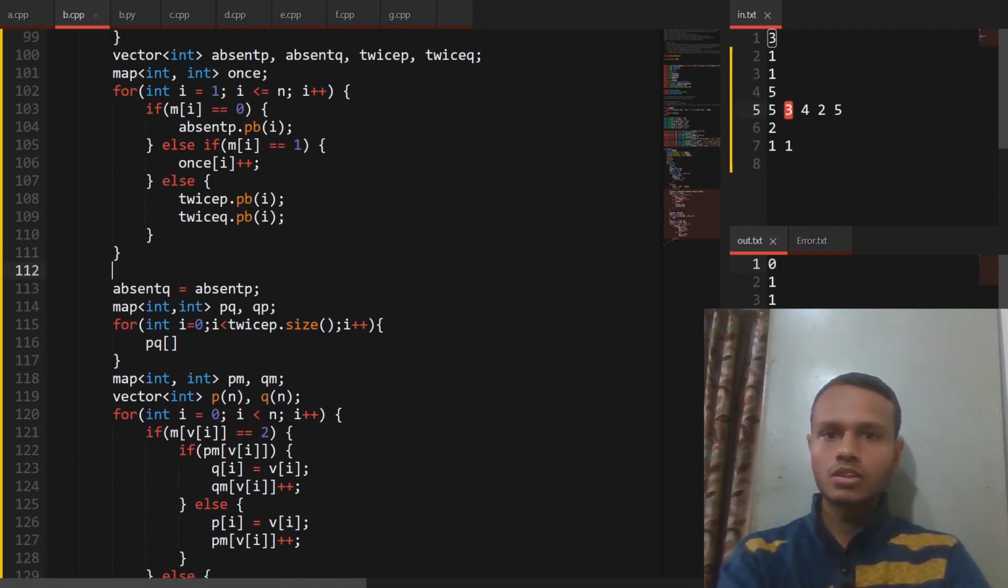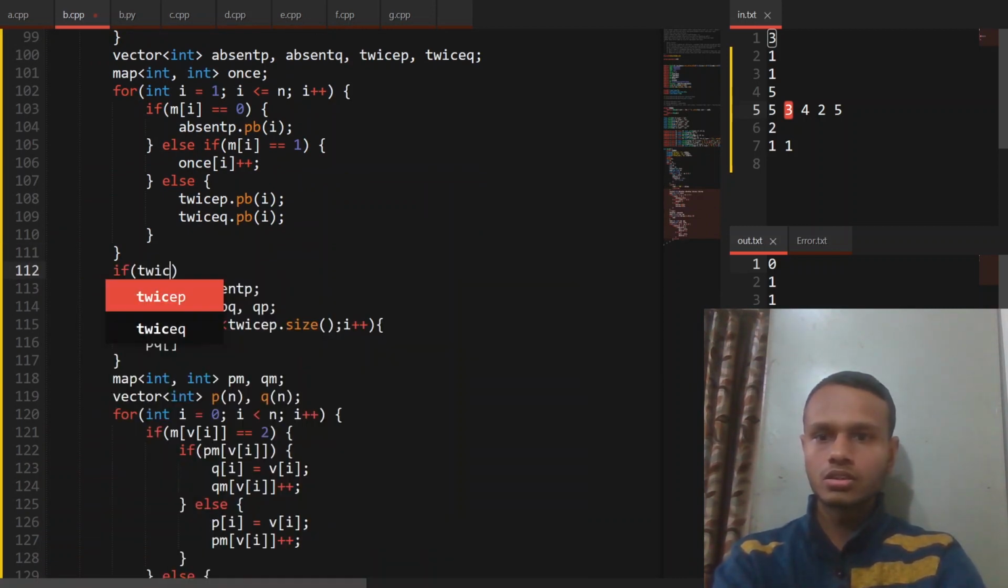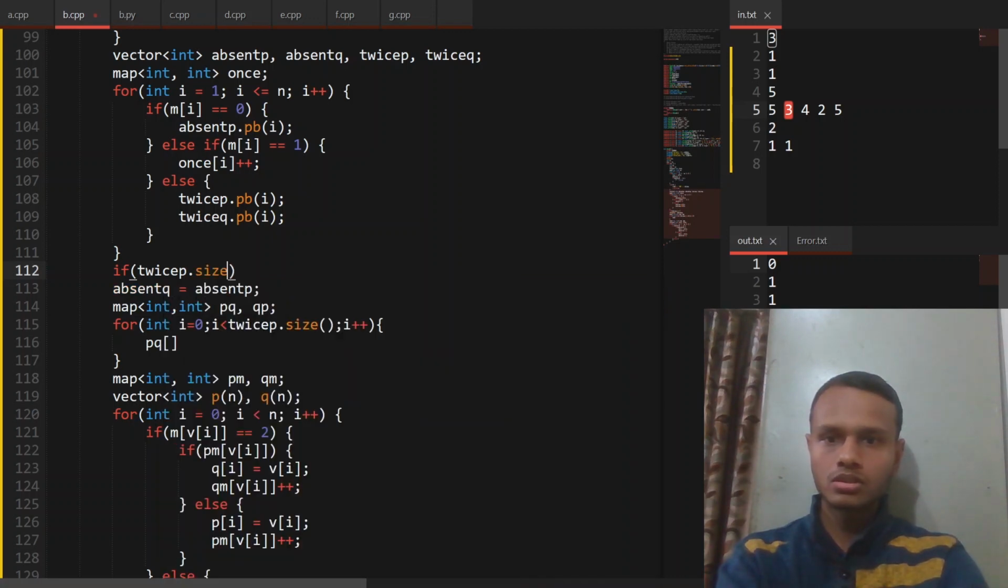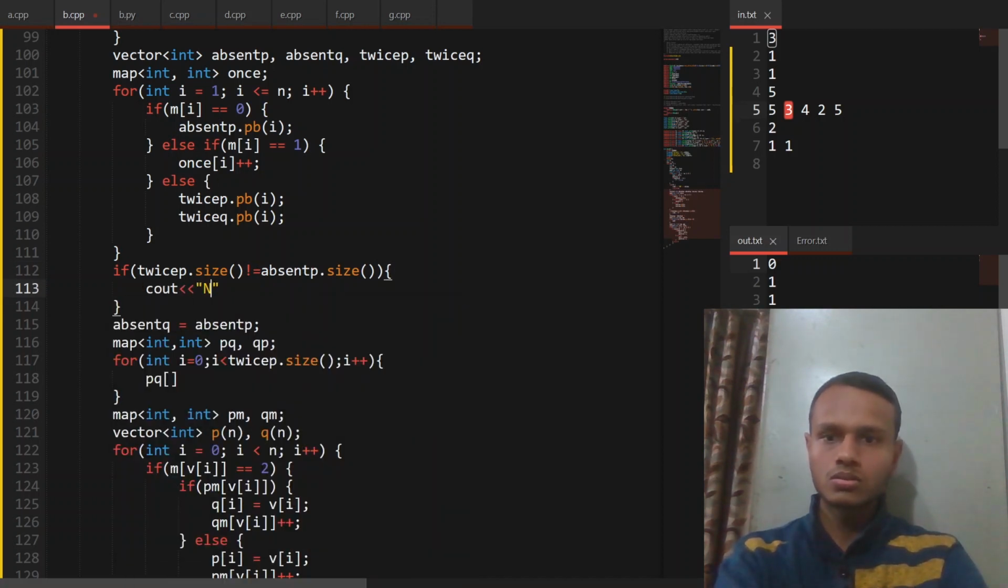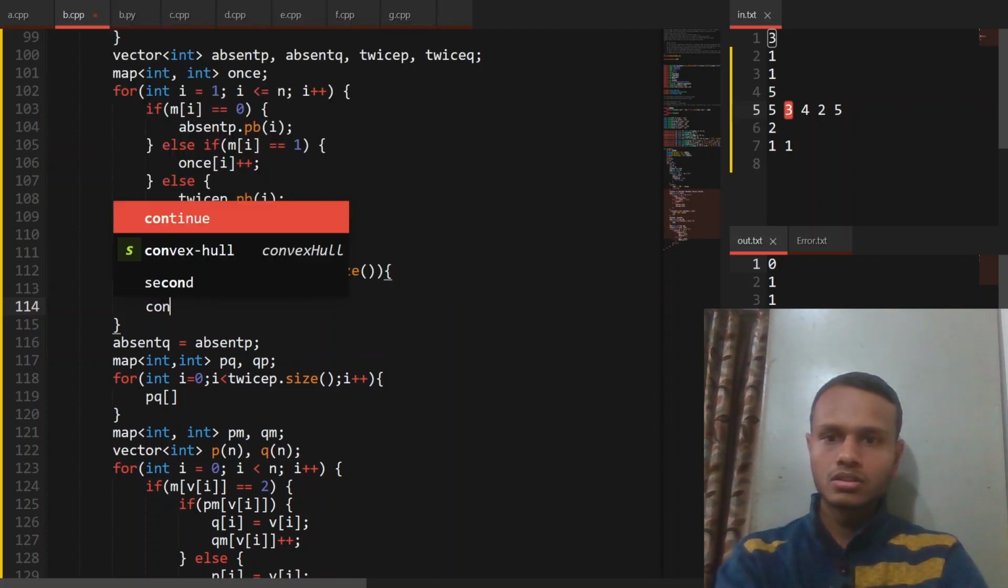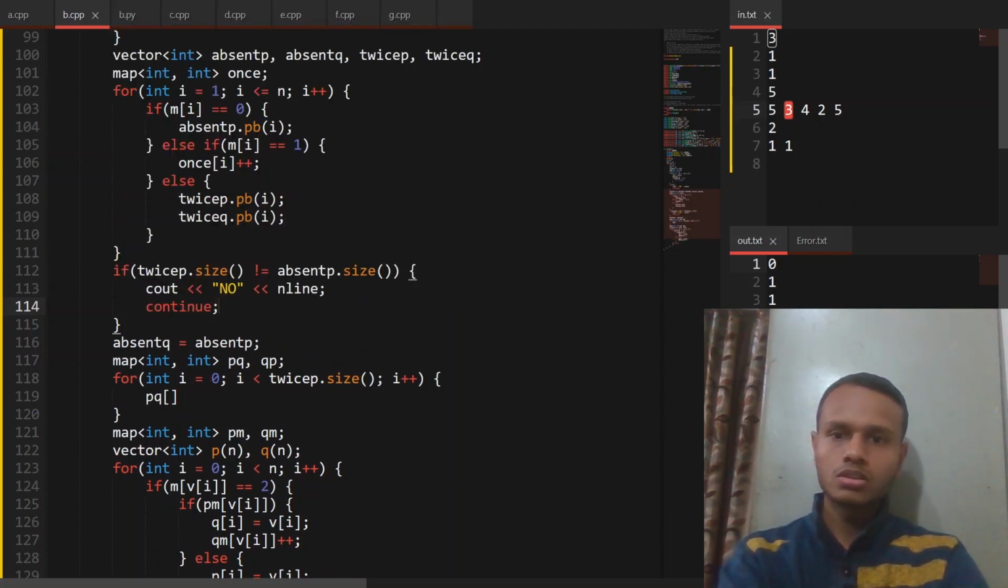Because if I am doing this, then twice P dot size should be equal to absent P dot size, or if it is not equal, then print no. I think this can be a problem in some cases, but let's hope that it's not a problem.